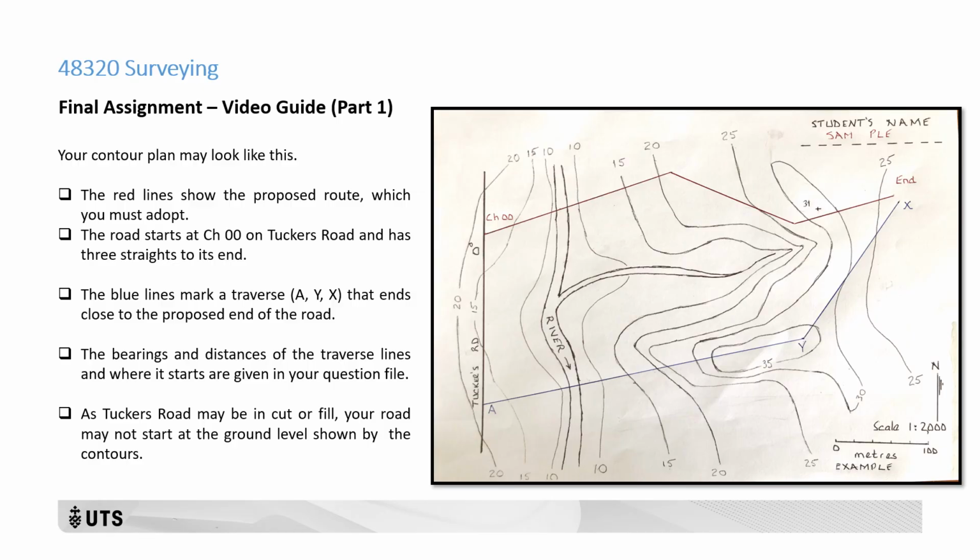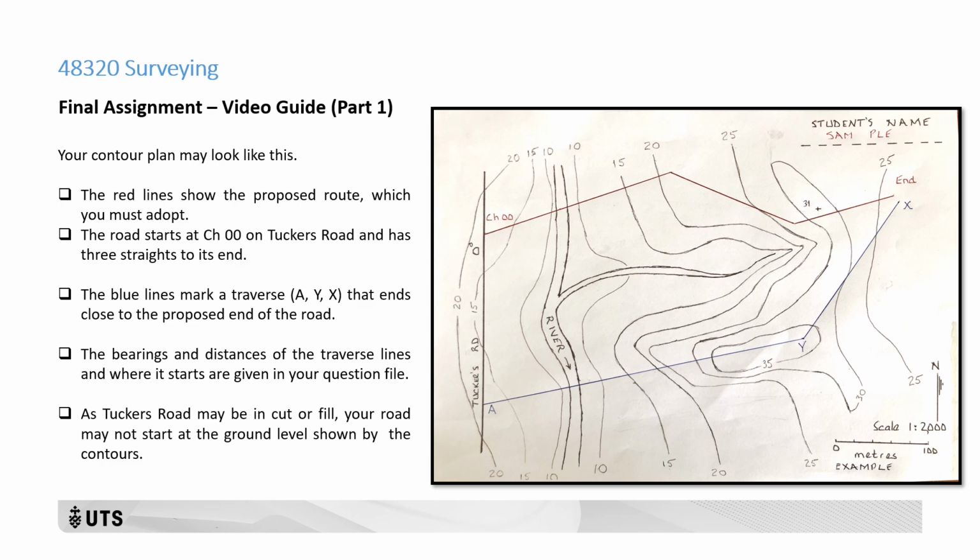Okay, this is an example of the plan that you might see. The plan itself is the same as you got, but the lines drawn on it are totally different to anyone's version. So the red lines show the proposed route which you must adopt. It starts at Chainage 0, 0 and it has 3 straights to take it through to the end.